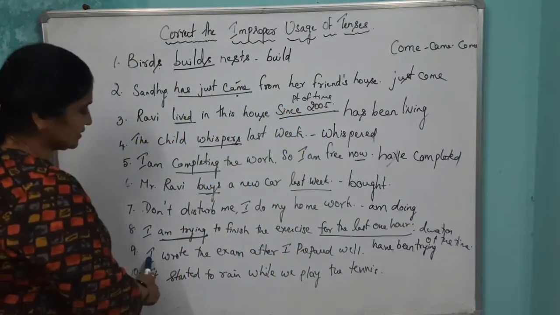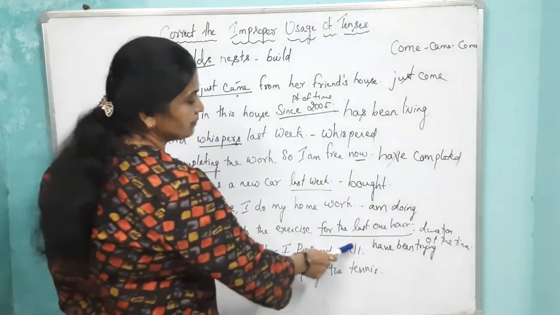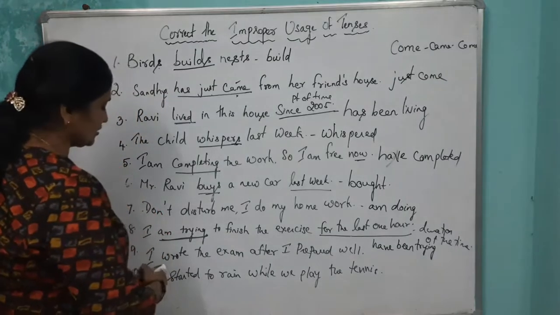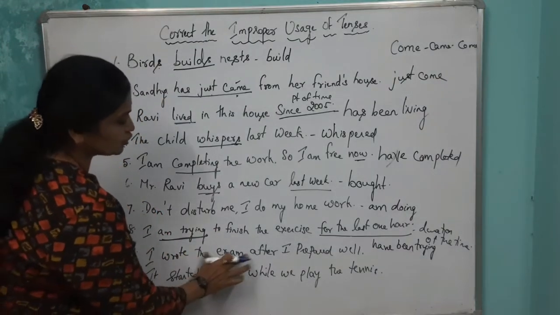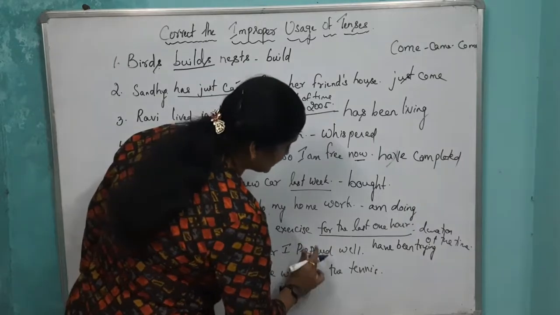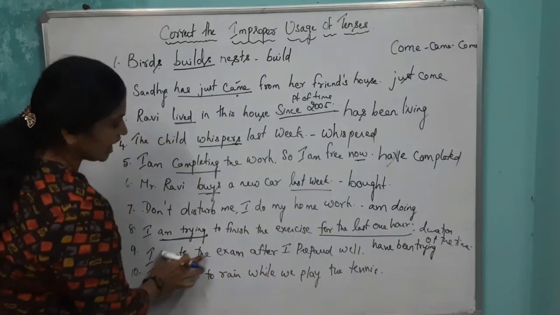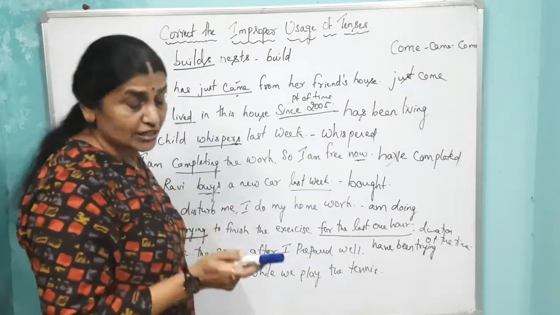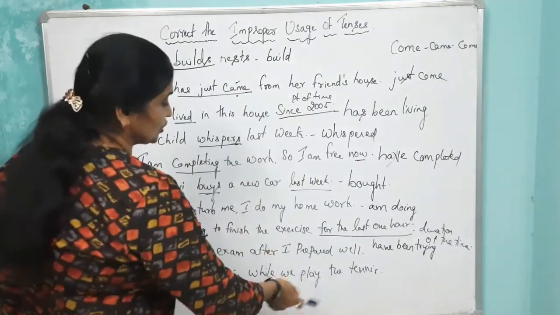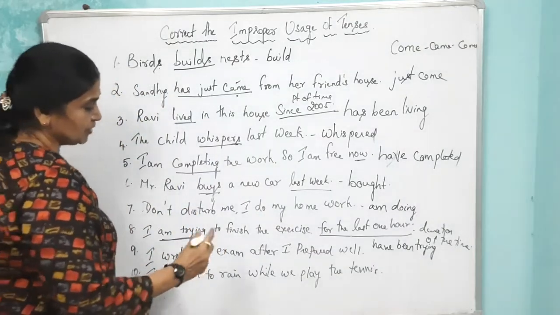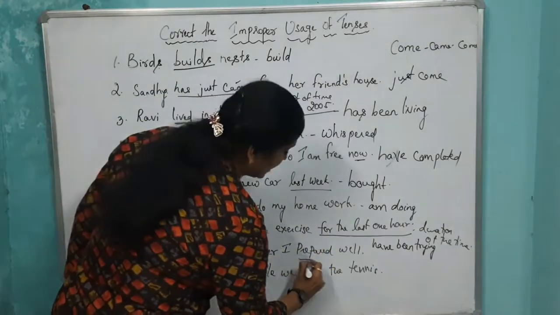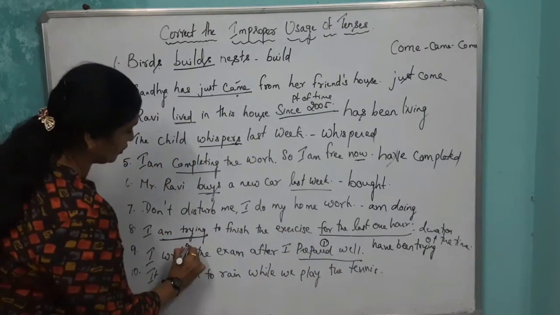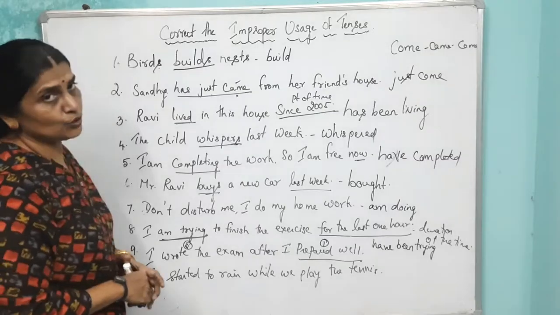Okay. Now next sentence. I wrote the exam after I prepared well. Now if you check this sentence, you understand that there are 2 activities taking place. One is I prepared well. Next activity, I wrote the exam. Now, if you get 2 activities which already happened in the past, you have to check which activity took place first. Now, first you will be preparing. So, I prepared well. This is the first activity. Then you wrote the exam. After preparing well, you wrote the exam.